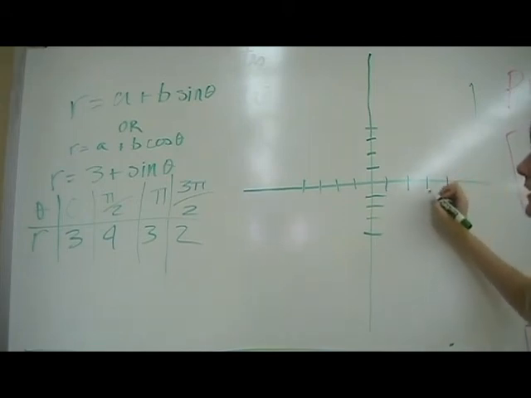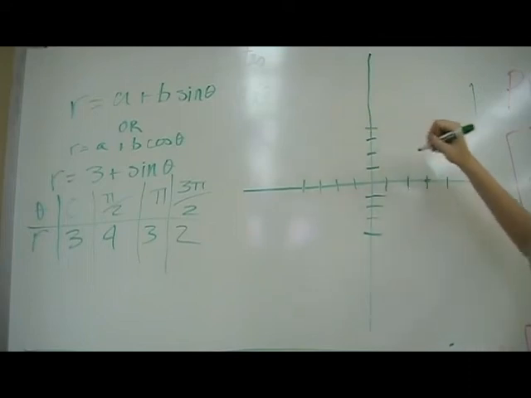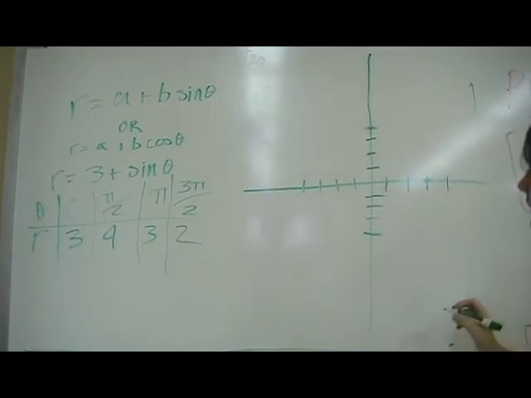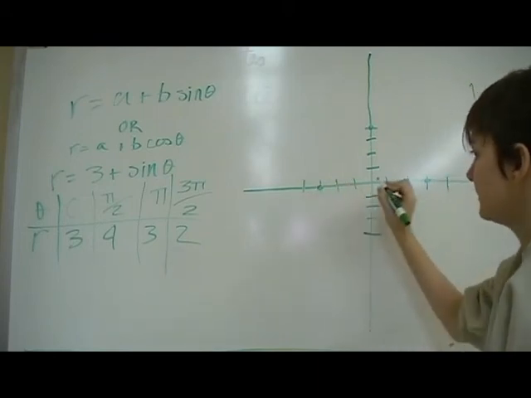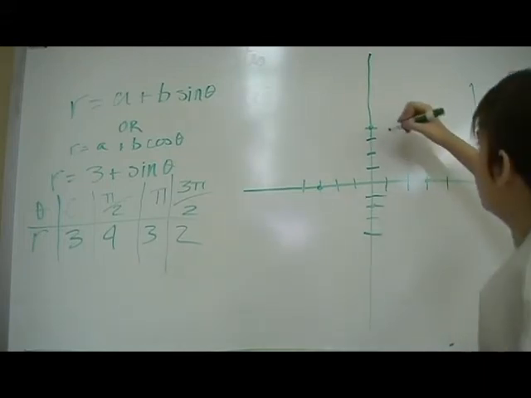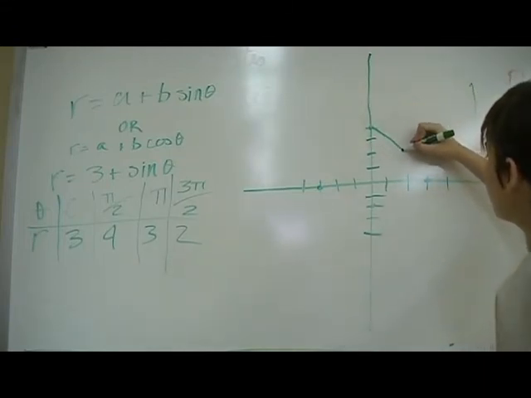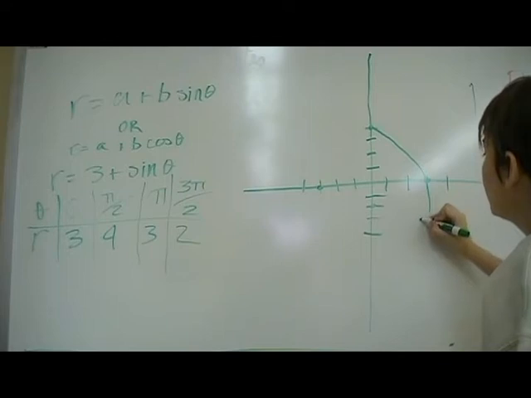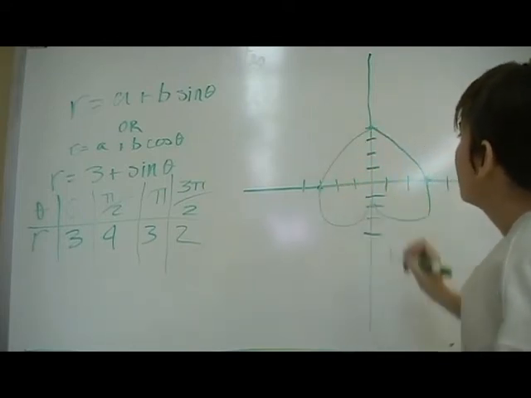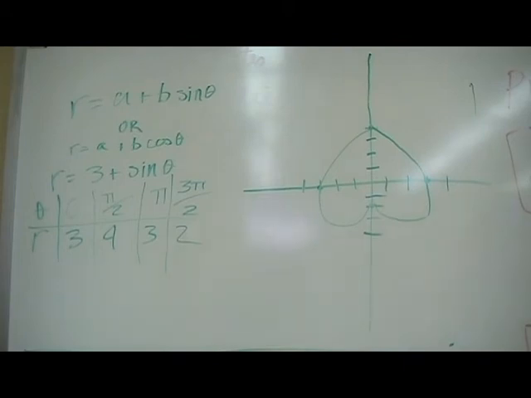And to plot it, for 0, it would be 3, so it's right here. For pi over 2, it's 4, so it's here. And for pi, it's 3, so here. And 3 pi over 2 is 2, so right here. And then you draw it out, and what you'd end up with is something like this, which looks like an upside down heart. And that's basically how you graph a cardioid.